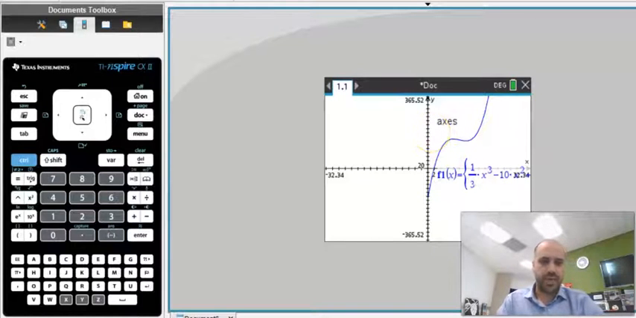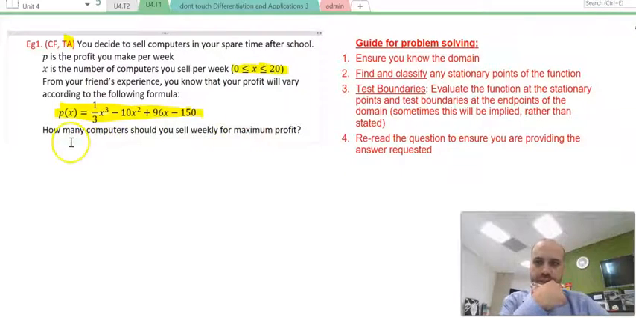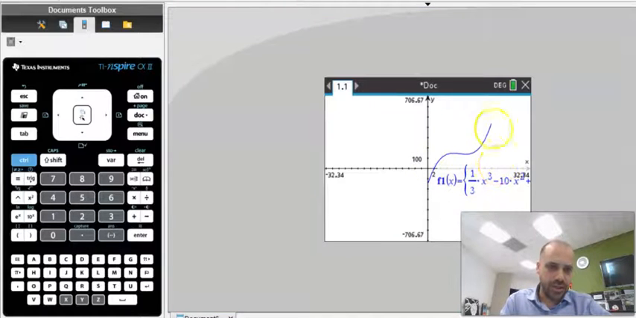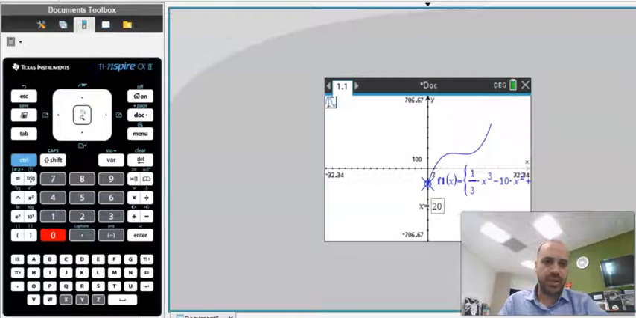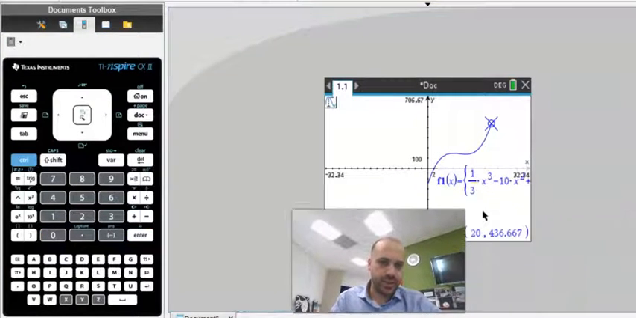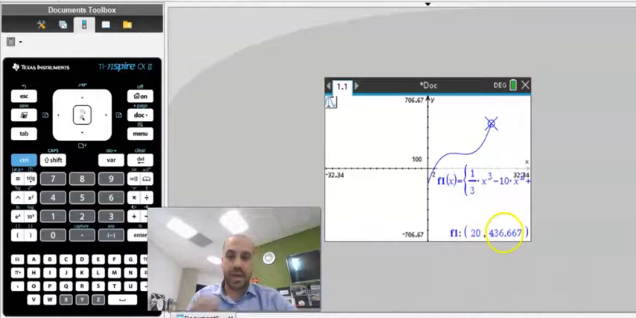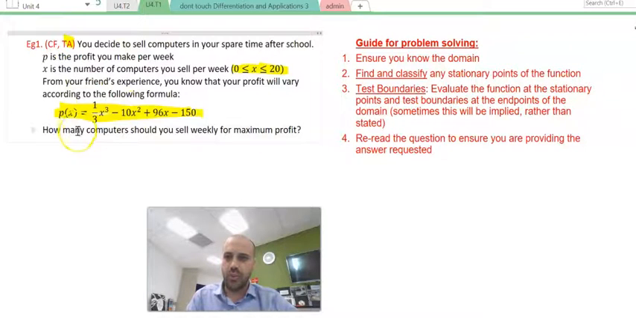So the question was, how many computers should you sell weekly for a maximum profit? And the answer is this number right here, 20. You should sell 20 computers for a maximum profit. Now, if you want to know what the maximum profit is, you do a little trace here, type in the number 20, and we can see that the maximum profit is $436.66.